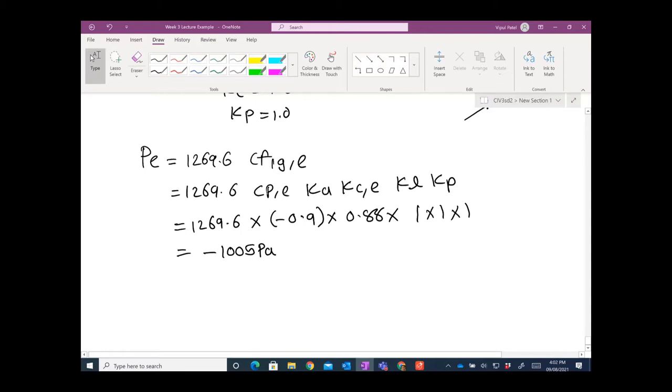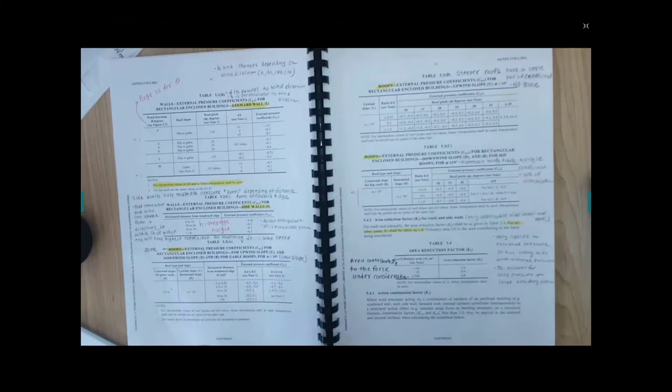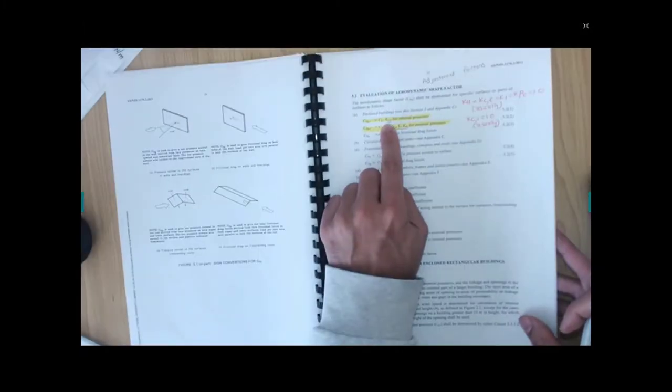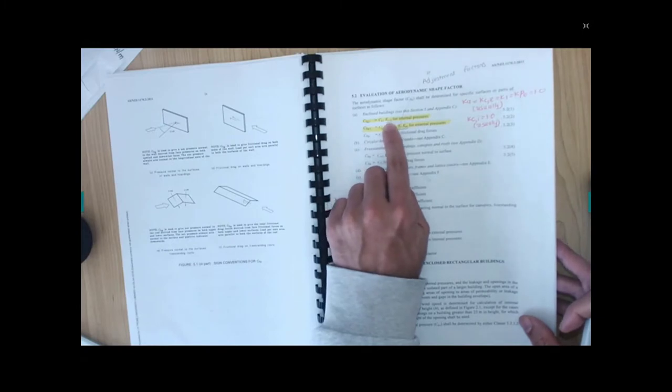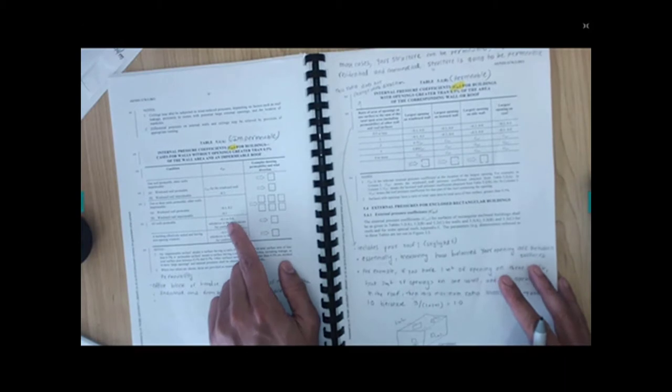Now, if I go back to the internal pressures, as I mentioned, KP is only 1. So P internal is equal to 1269.6 CFIG,I. And CFIG,I, you will get it here. I will not write it now. I will straight away say CPI times KCI. And KCI equals 1. We don't have any combination factor. We are taking 1. And for the CPI value, as I mentioned, there are only 2 values that we're going to take. Now, to get the maximum values, we need to have that.